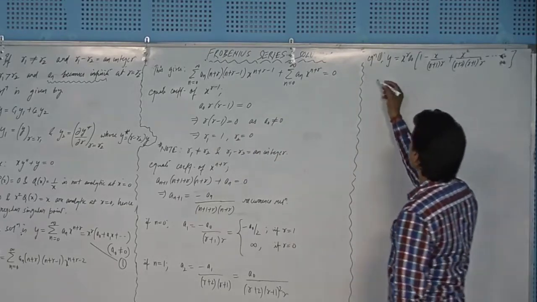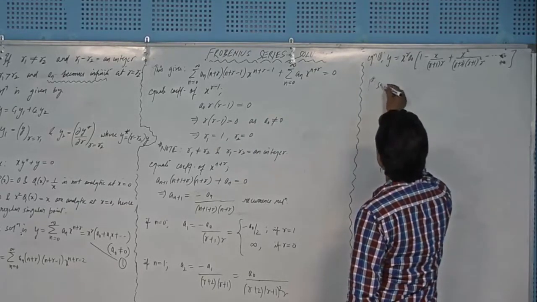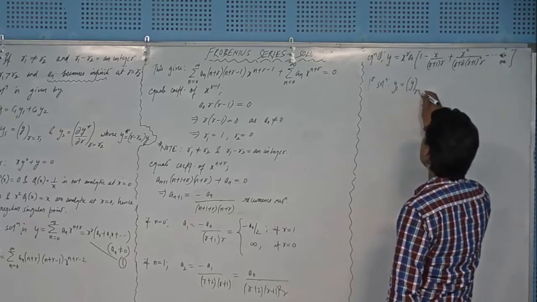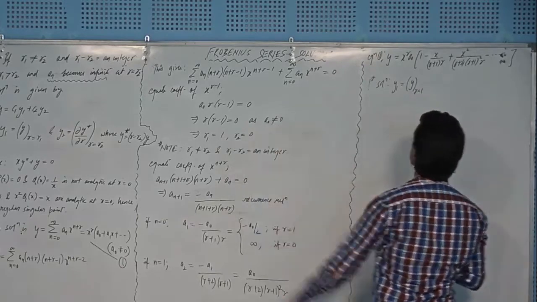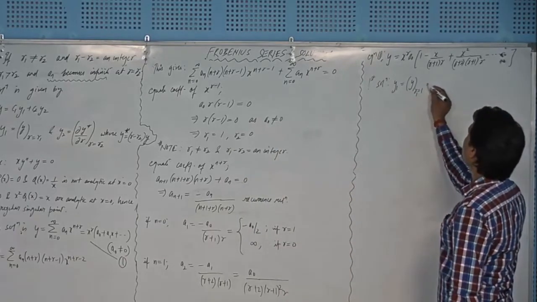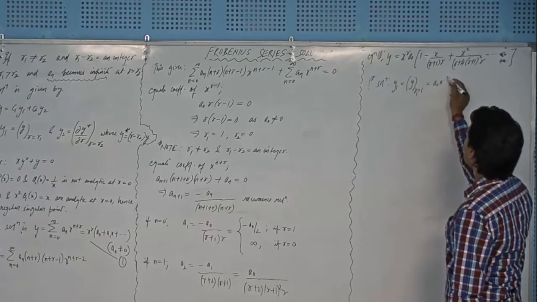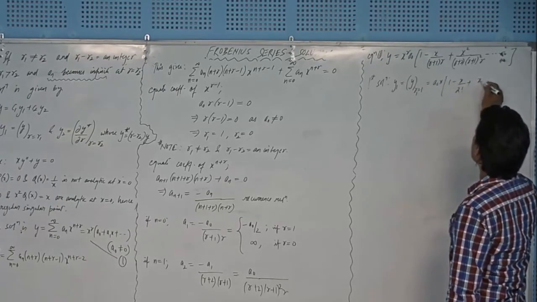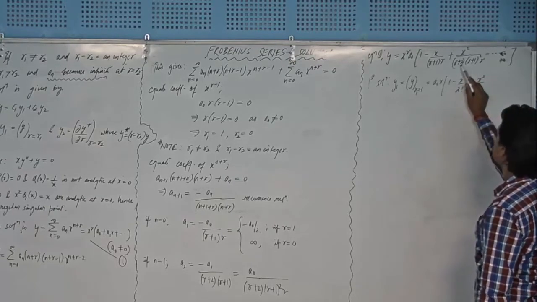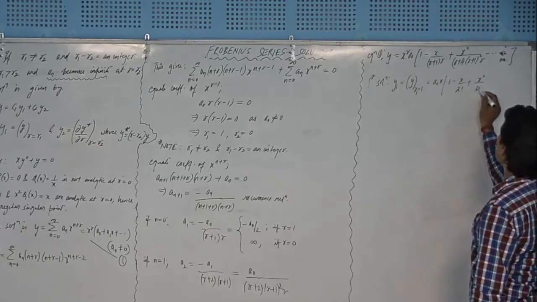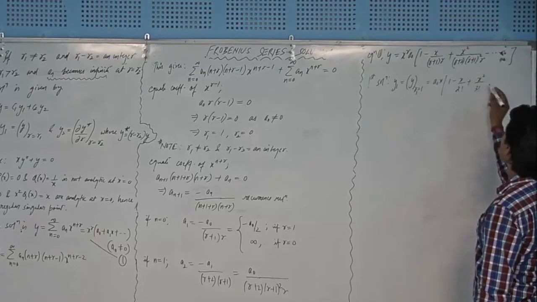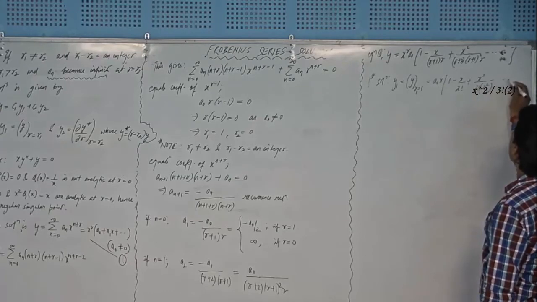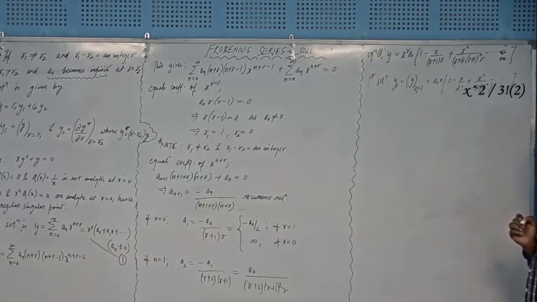So I will find that. So the first solution will be y1, and that is obtained by plugging the biggest root, that is 1 here, right? So that will give you a naught x times 1 minus x over, I think, 2 factorial plus x square over 3 factorial, and then multiplied with 2 square, and so on. So this is your first solution, right?